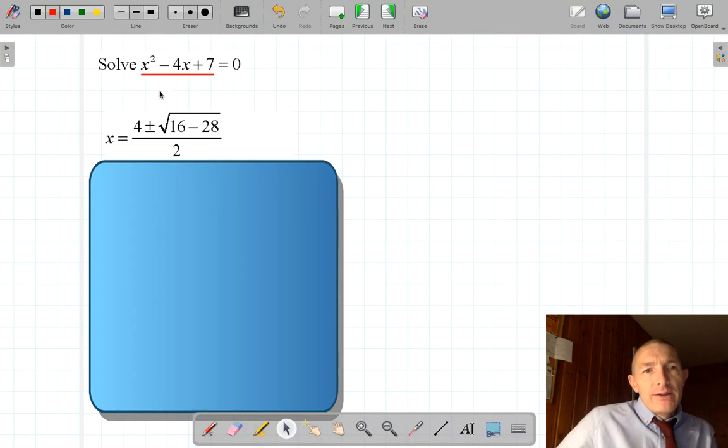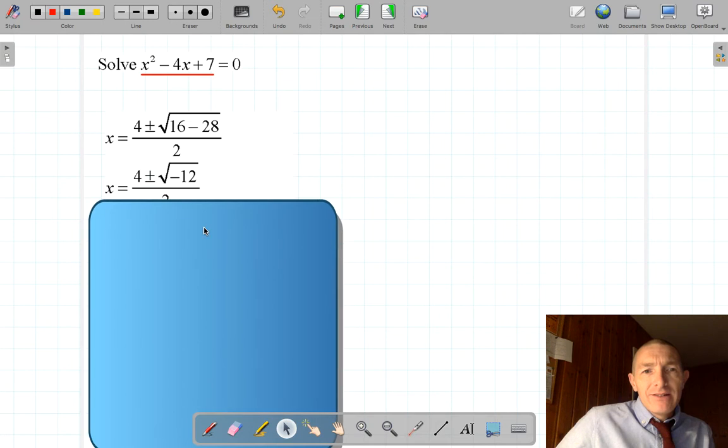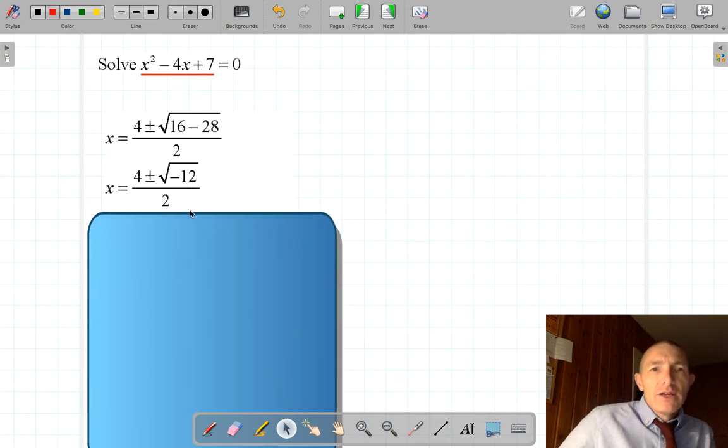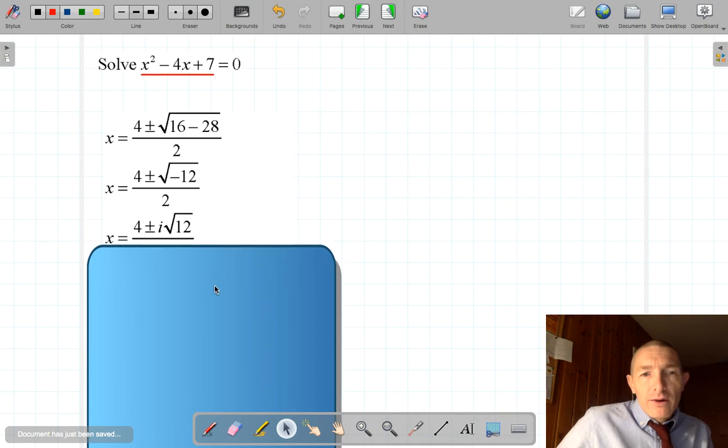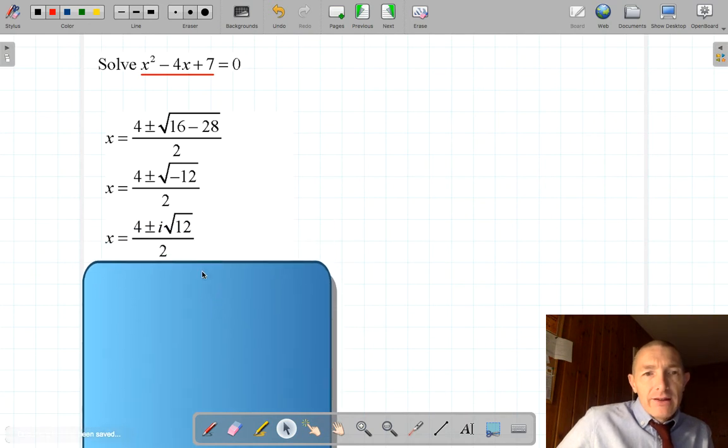So we have minus b, so we have 4 here, b squared, 16, and 4 times 1 times 7 is minus 28. Now I can see that there's going to be a problem if I don't know about imaginary numbers, because inside the square root we have a negative 12. But because we now know about imaginary numbers, we can take the i, or the square root of minus 1, out of there. So we now have i square root of 12.